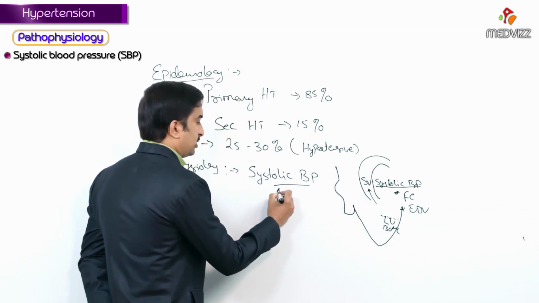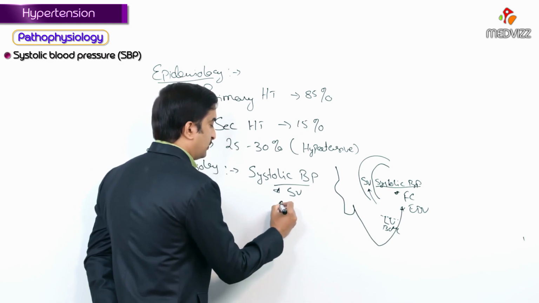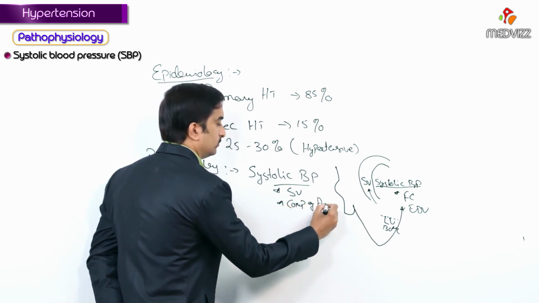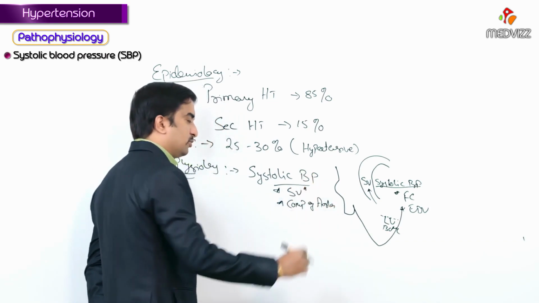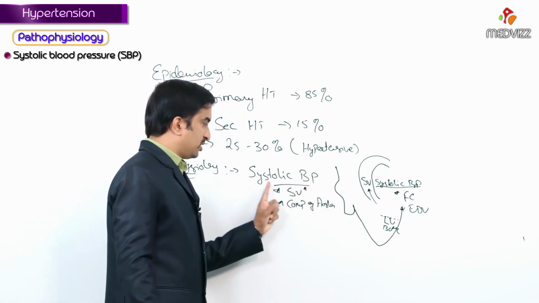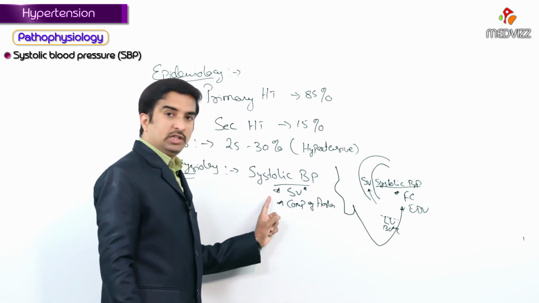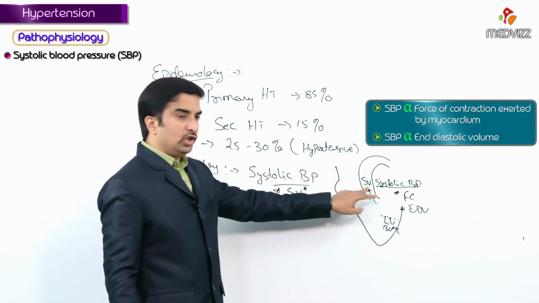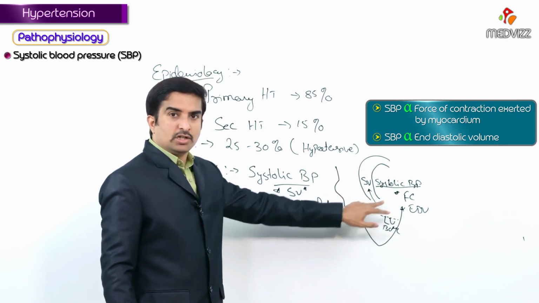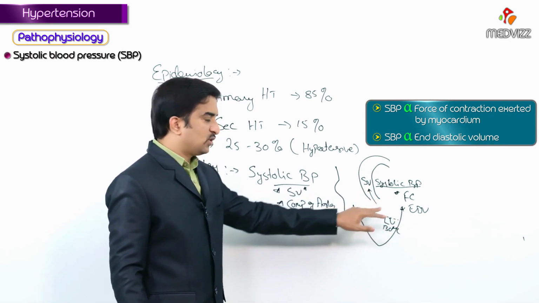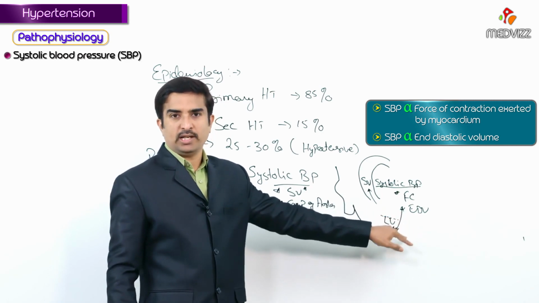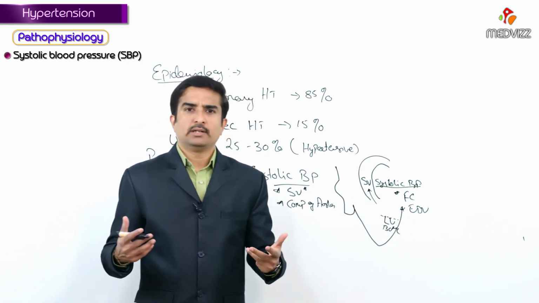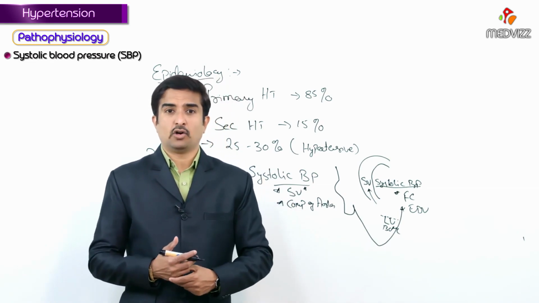So I can say that it correlates with the stroke volume as well as compliance of the aorta. Very, very important point to be noted: systolic blood pressure correlates with stroke volume as well as the compliance of the aorta. Stroke volume is directly proportional to the force of contraction as well as the end diastolic volume. Okay, so let me talk in detail about what are the primary determinants of the stroke volume.